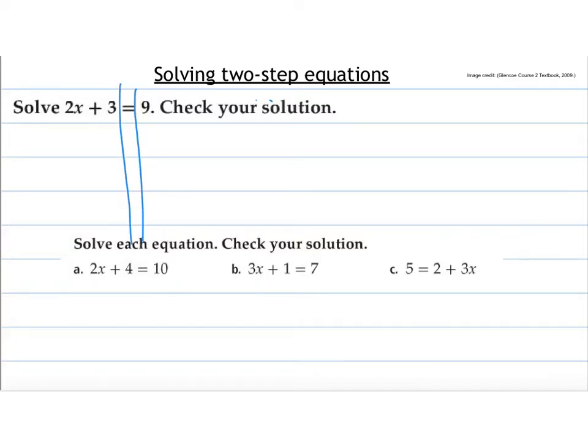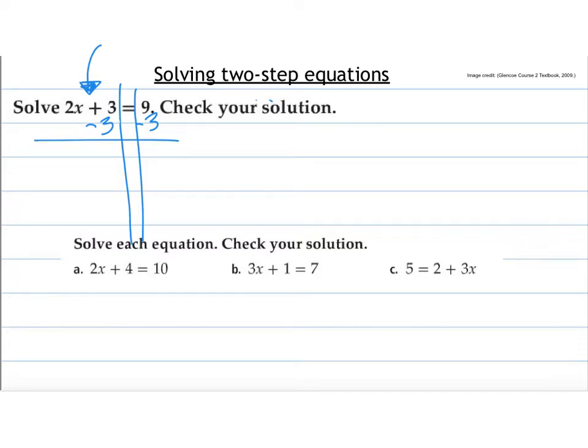Now we have to decide, so we always look at the side with the variable. We decide, are we going to get rid of the 3 first, or are we going to get rid of the 2? We always get rid of the addition or subtraction first, and then the multiplication or division. And I always say whichever number is least attached to the variable. The 3 is way less attached than the 2, so that tells me we're going to get rid of the 3 first. So now we do the same exact steps. Because it's being added by 3, we're gonna do the opposite, and we're gonna subtract both sides by 3.